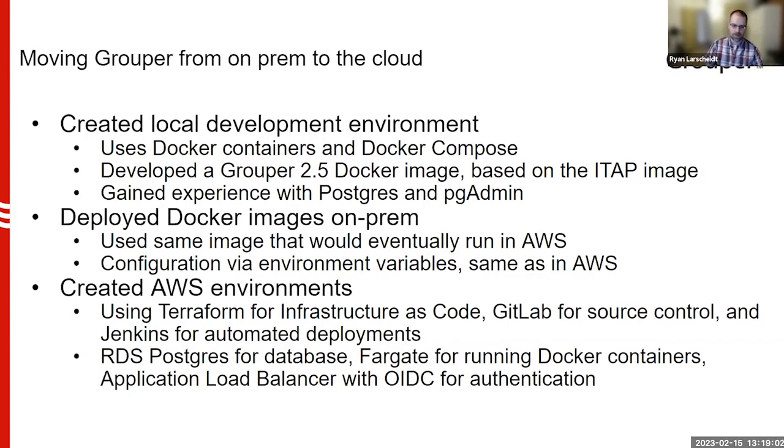And because we plan to use the application load balancer, we didn't need the web server or the Shibboleth service provider that also comes inside the ITAP container, but we still build from the ITAP container. So we do a Docker multi-stage build and we extract all the Grouper binaries out of the ITAP image. So still definitely taking advantage of the effort that was put into creating those images.